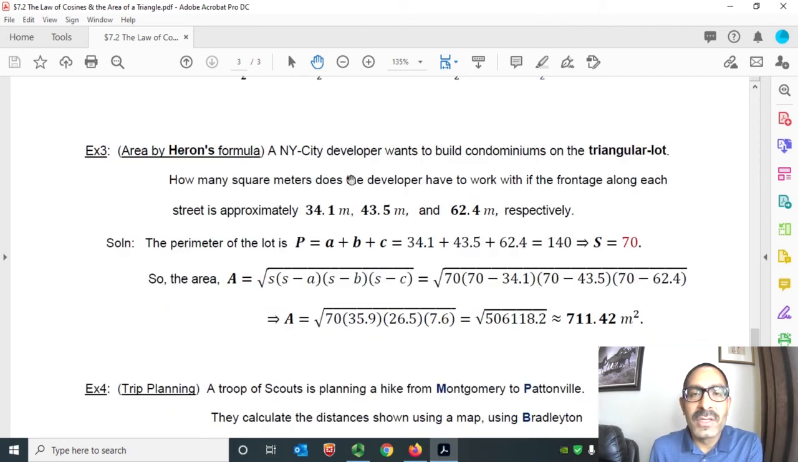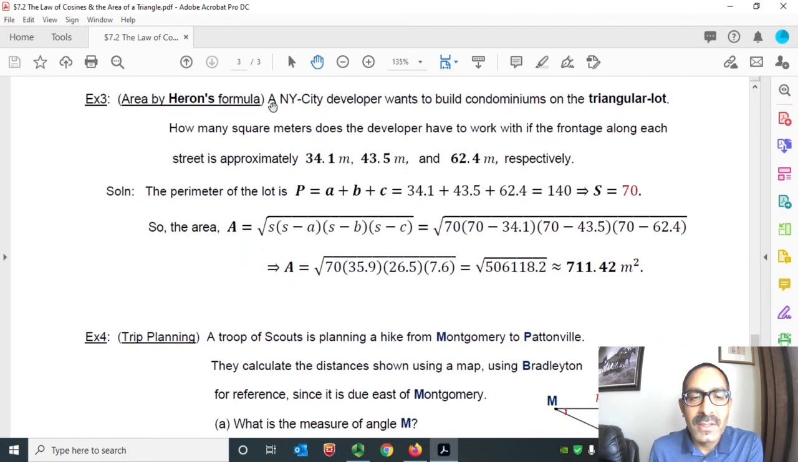Awesome. Next, let's find the area using Heron's formula. So the example 3, that's better. A developer wants to build condominiums on the triangular lot. So you have a triangular lot. How many square meters does the developer have to work with if the frontage along each street is approximately 34.1 meters, 43.5 meters and 62.4 meters respectively? So the triangular lot sides are approximately given here.